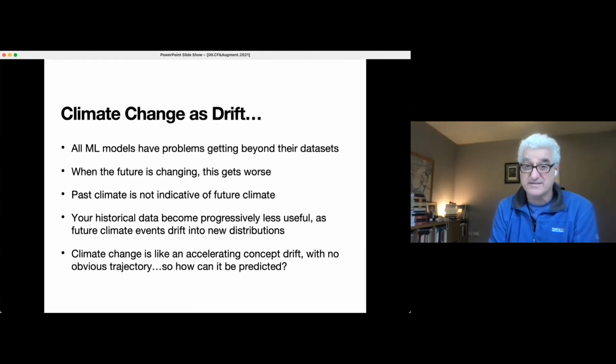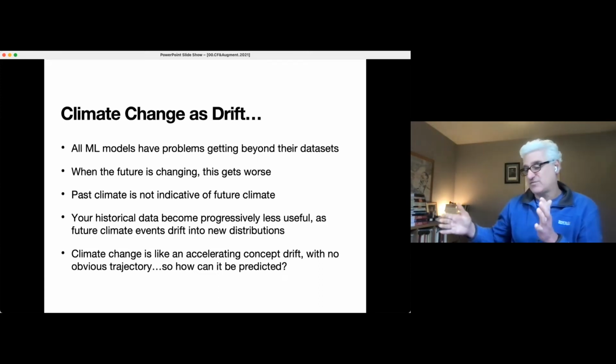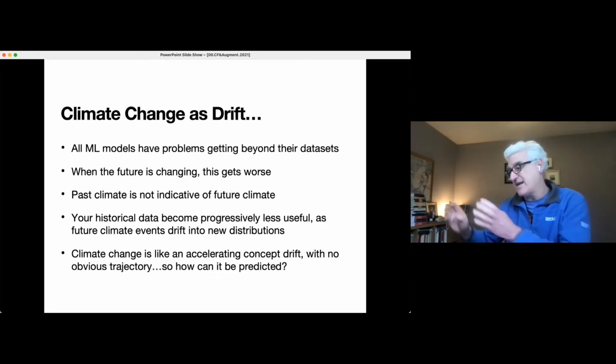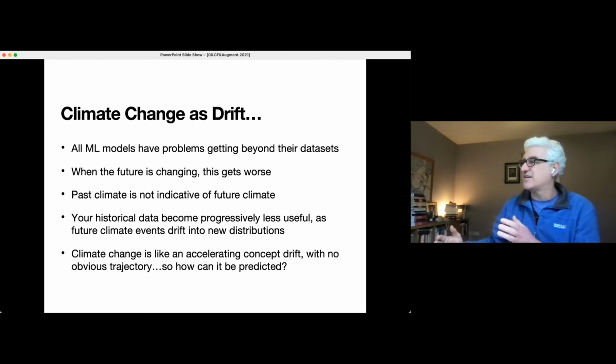Past climate, as we've seen, is not indicative of future climate. And of course, what this means is that the historical data you have, even when there's lots of it, becomes progressively less useful. And I like to think about this as a type of concept drift. So I previously worked in text analytics. There's this idea in text analytics when you're tracking a news story that the story changes over time. So if the story is about a murder, then there are all these murder concepts being mentioned initially, but then the police catch someone, there's a trial, and you have a whole new set of concepts that come in.